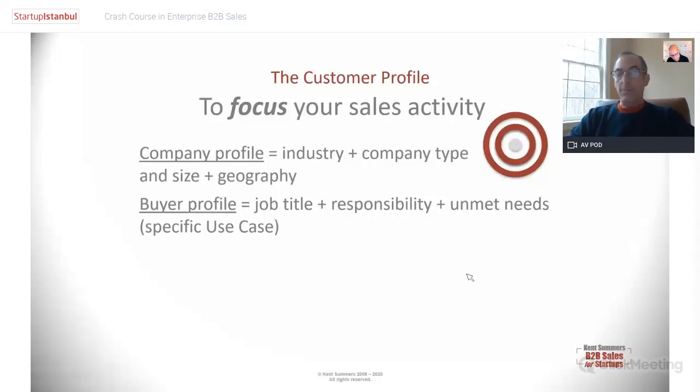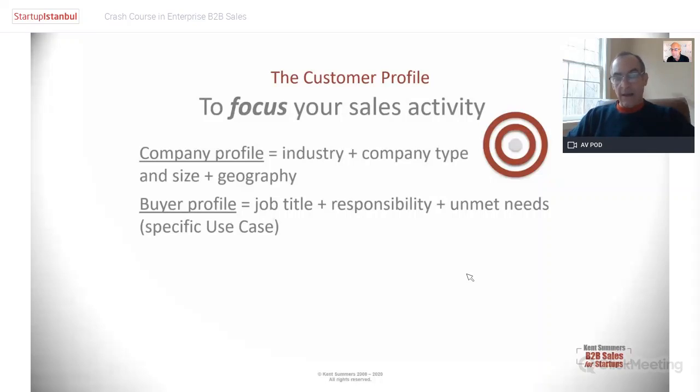So using the prior company profile example, this might be a research analyst who's responsible for doing due diligence on investments, using very outdated, error-prone, and inefficient research methods. That would be a good buyer profile.